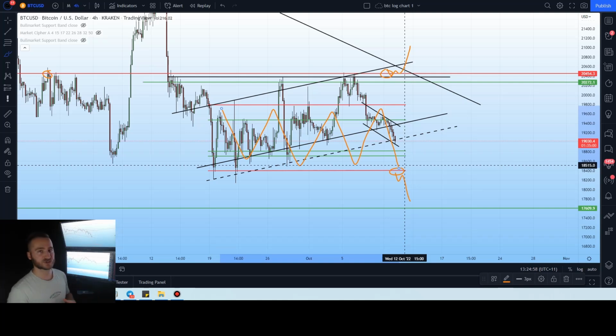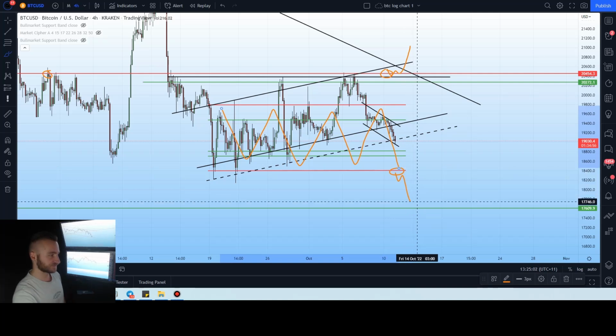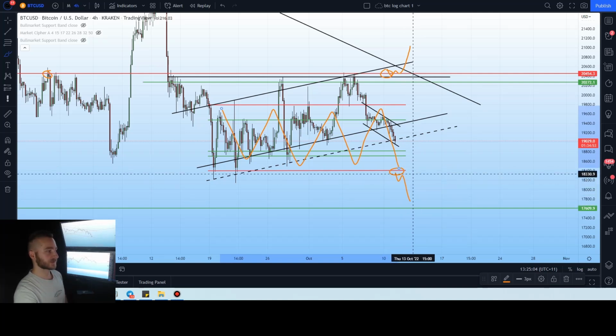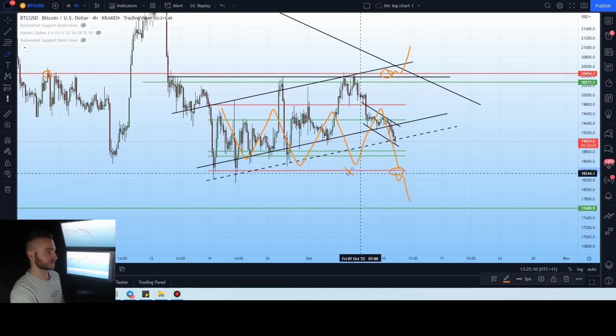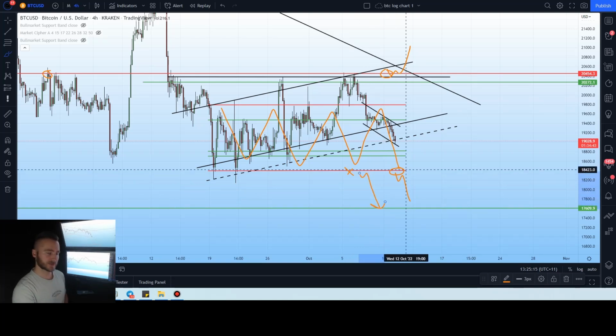There's nothing we need to be too concerned about. I will be concerned for a move back to 17,600 if the price loses 18,400, represented by that red line. If the red line is broken, I expect that move to continue to take us to that new low. We'll talk about that one later.